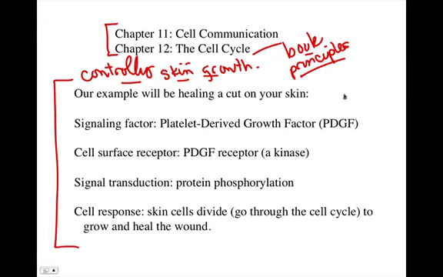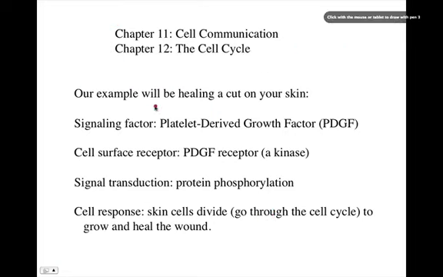chapters. We're going to go ahead into chapters 15, 16, 17, and those chapters, this is a setup. We're going to keep talking about these examples all in through chapters 16, 17, 18. So you want to get square on this. And so this is going to be our example. It's going to be wound healing.